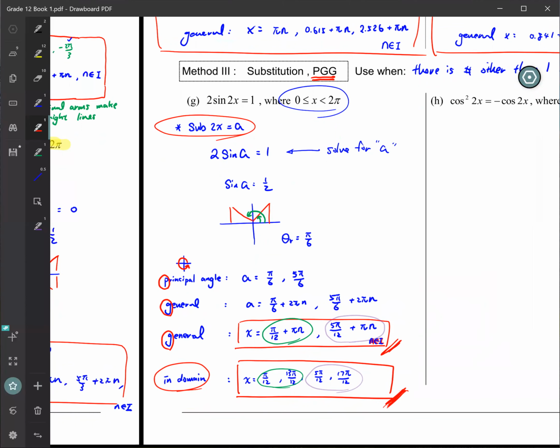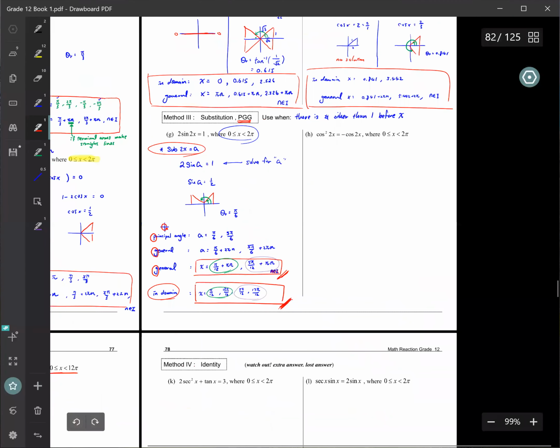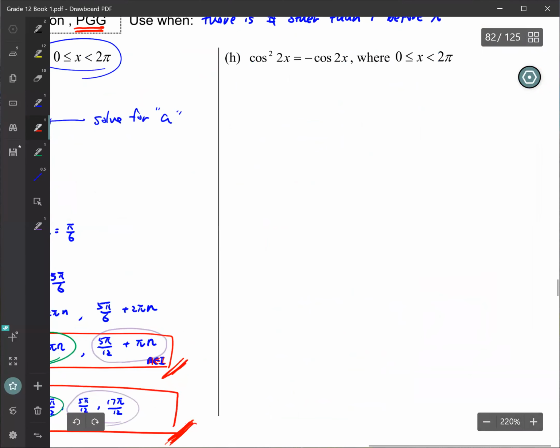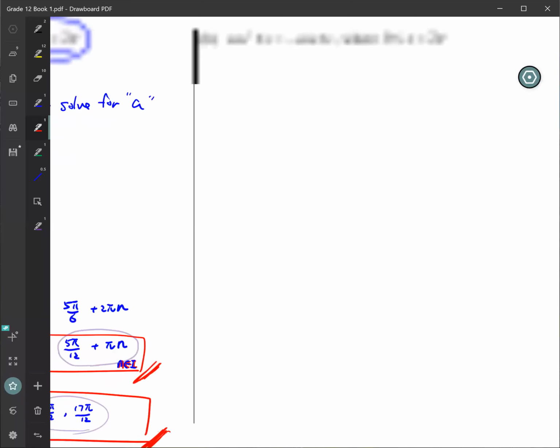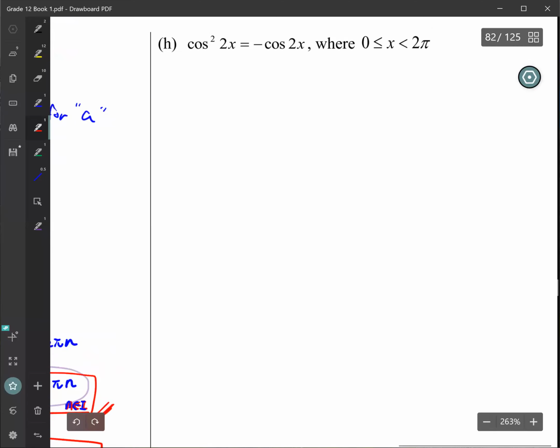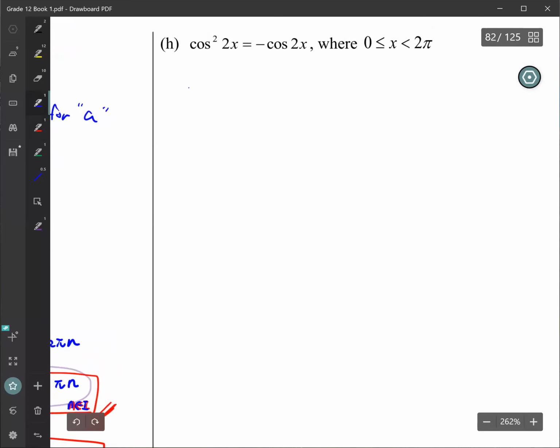All right, so let's try this one. Try question H. I want to do 2 more before today's finish. So maybe a little bit over time, but let's try. So question H, we're going to sub.